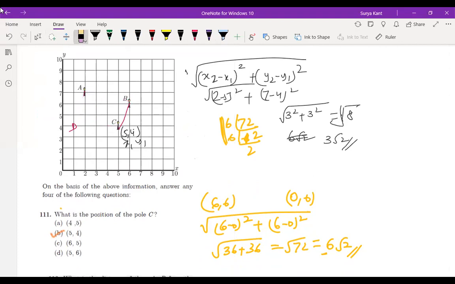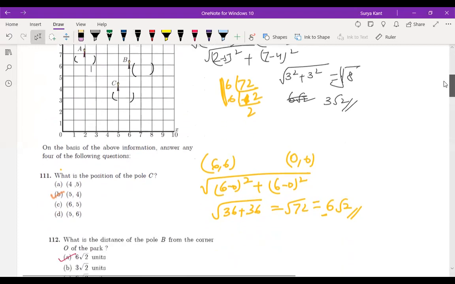So ABC, there are 3 poles given, ABC, right? The first question here, they're asking what is the position of pole C? This is the coordinate, easily you can write. B also you can write, A also you can write, correct? Can you write like this? This is a case study question only.